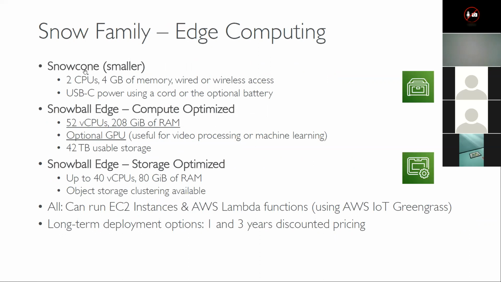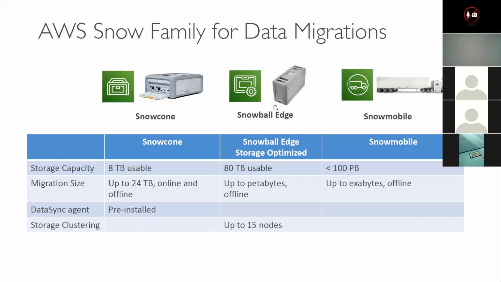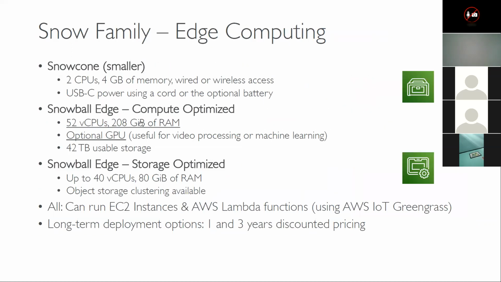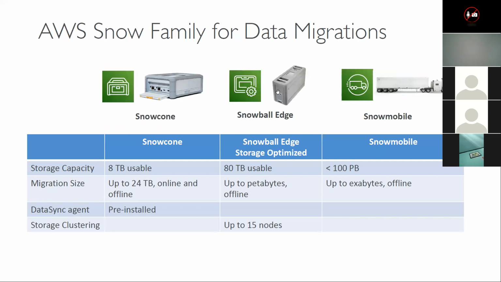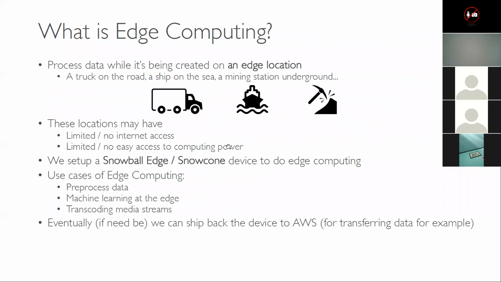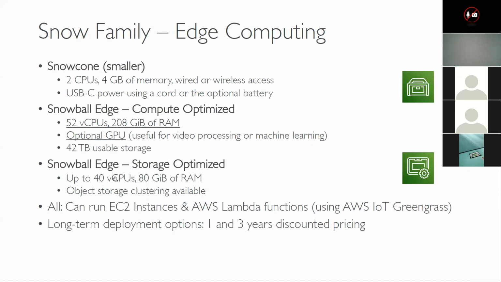Edge computing with Snow Cone is like a computer with 2 CPUs, 4 GB RAM. Snowball Edge has 52 CPUs, 200 GB RAM, up to 42 terabytes of storage. Wow, that's big. The other Snowball Edge option has 40 CPUs, 80 GB RAM.